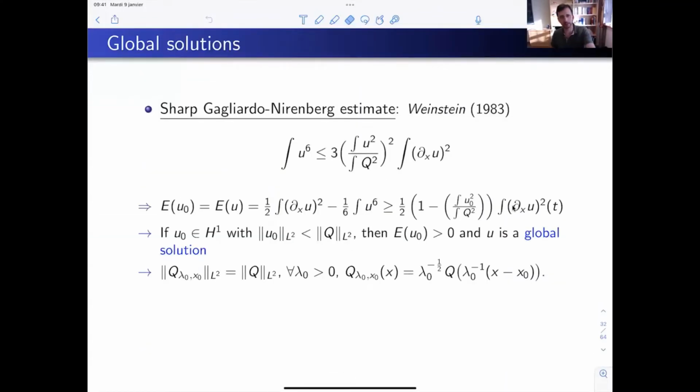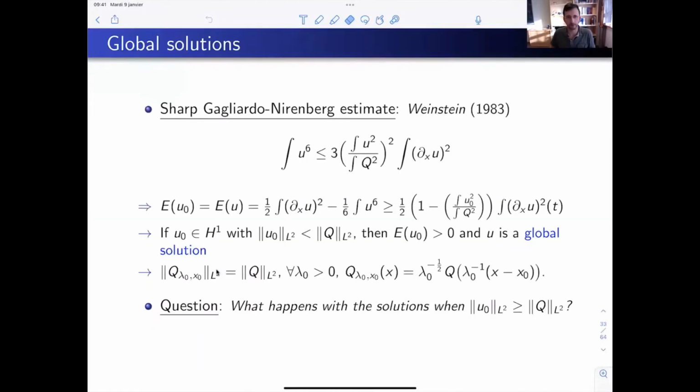And that's what I was saying. The L2 norm of a solitary wave is equal to the L2 norm of any solitary wave because of the L2 criticality. Of course, you have a very natural question, which is what happens with the solutions when they have L2 norm larger than the L2 norm of the solitary wave.